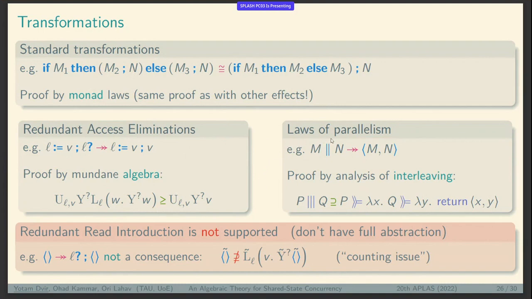The last category is laws of parallelism, for example, sequencing. Here you do need to think about the traces, but again, you don't need to think about the program context. All you need to do is think about how the interleaving works. So it's still much simpler to prove this.